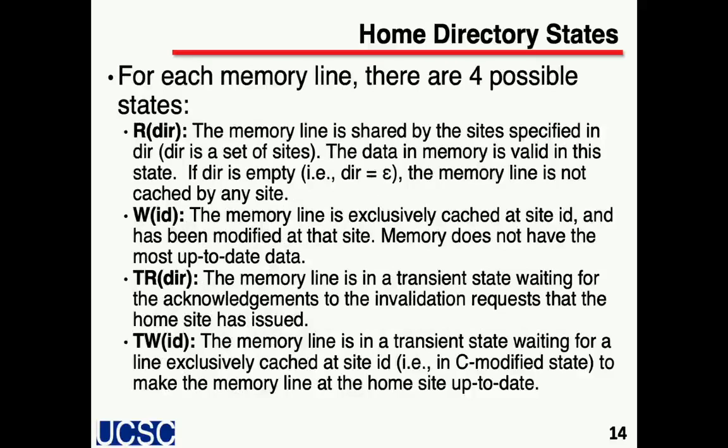So what are the states the directory itself can be in? Once again, there are 4, and these are a little bit different. The most common one is the read state. In this read state, we use the directory, and a directory is just a bit vector, so each bit represents one cache or processor.